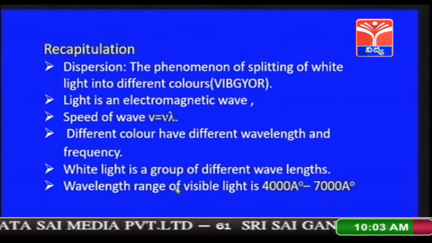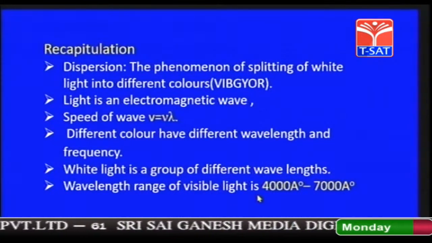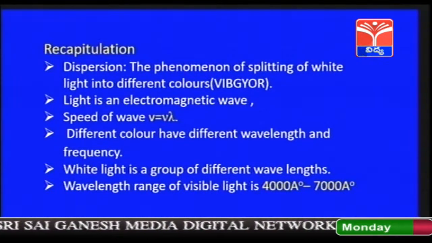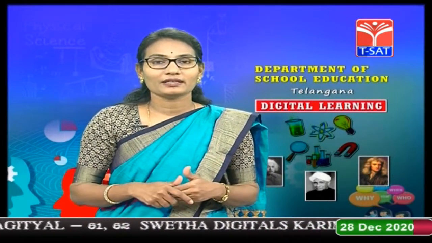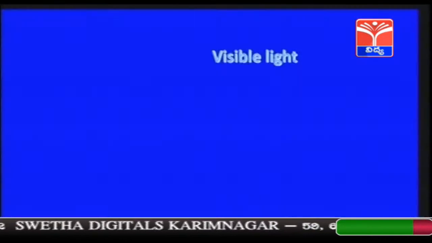The wavelength range of visible light is 4000 to 7000 angstroms. Children, what is this visible light? It is an electromagnetic wave which we can see with our eye. So that's why it is known as visible light. In this visible light, what wavelengths exist? Let's take a look at this picture, children.